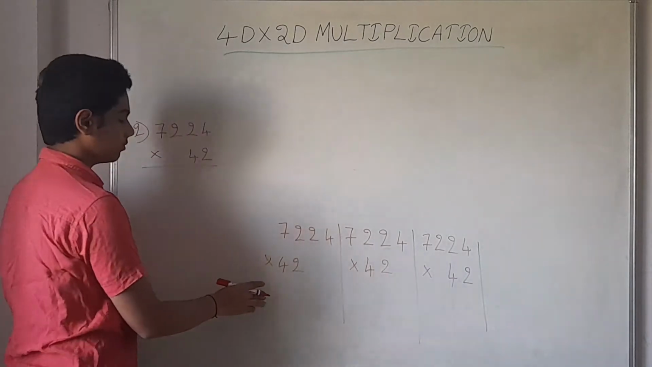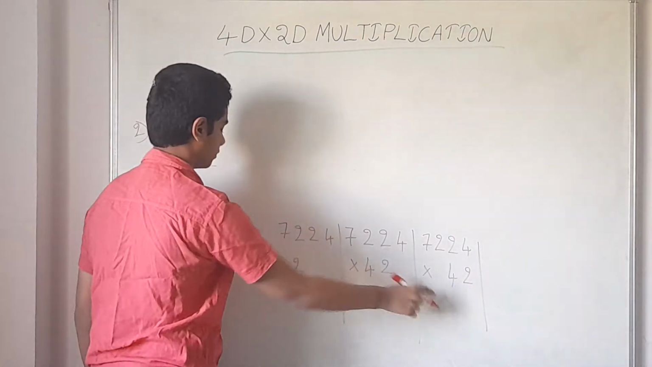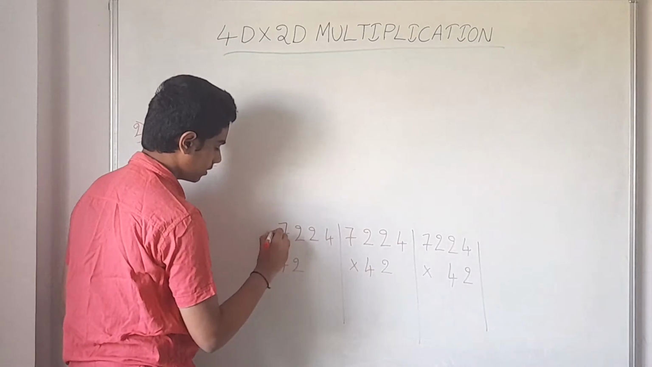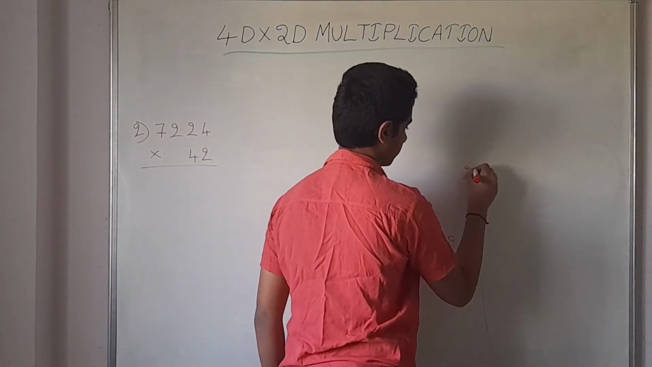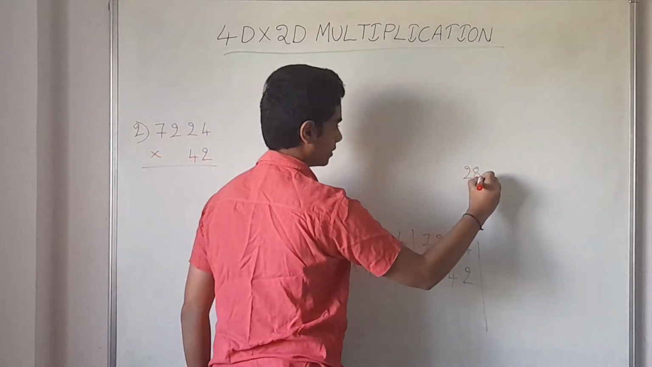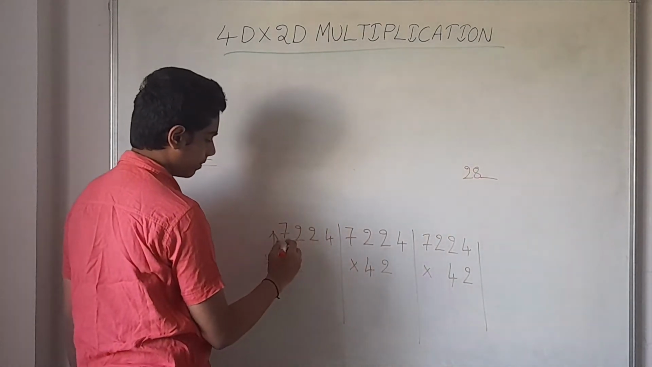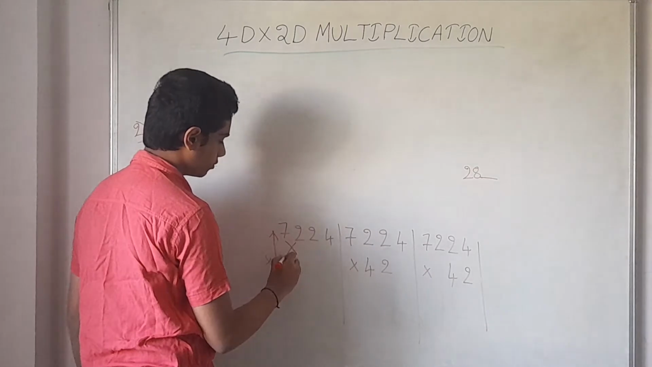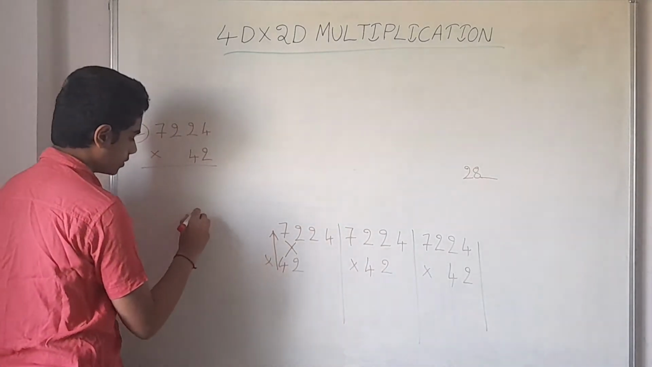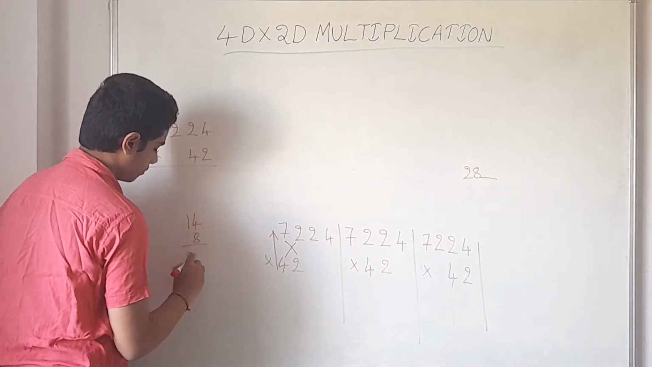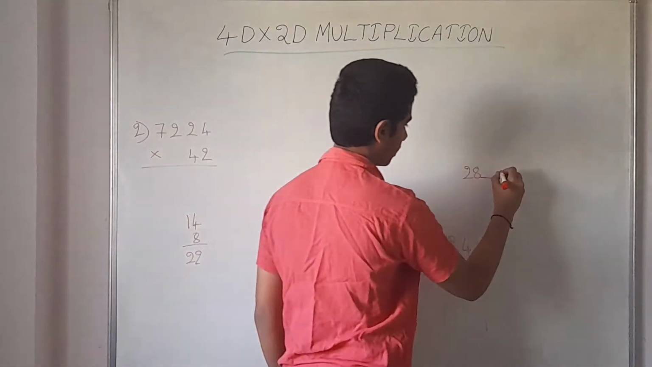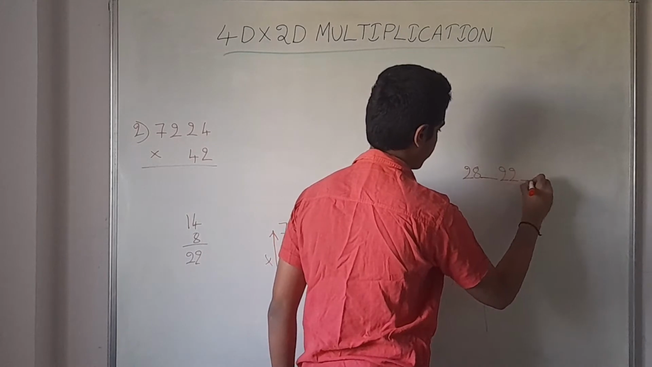The first step is we should multiply from right to left. So first we should multiply 7 into 4, that is 28 and write a dash. The next step is to multiply 7 into 2 plus 2 into 4. 7 into 2 is 14, 2 into 4 is 8. 14 plus 8 is 22. So write 22 and keep a dash.